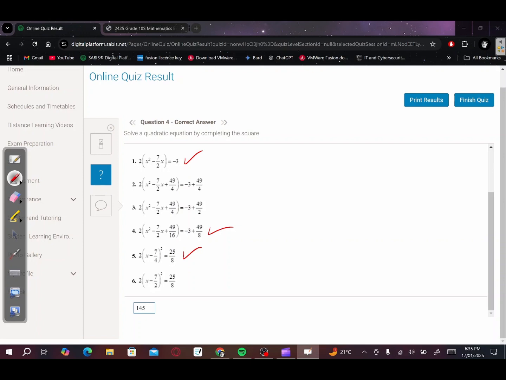Right, because remember, we added 49 over 8. This is why I don't like their method. They use weird intermediary steps we don't use. So just use the way I'm teaching you now. Your life is going to be really easy. Okay, perfect. Question 5.